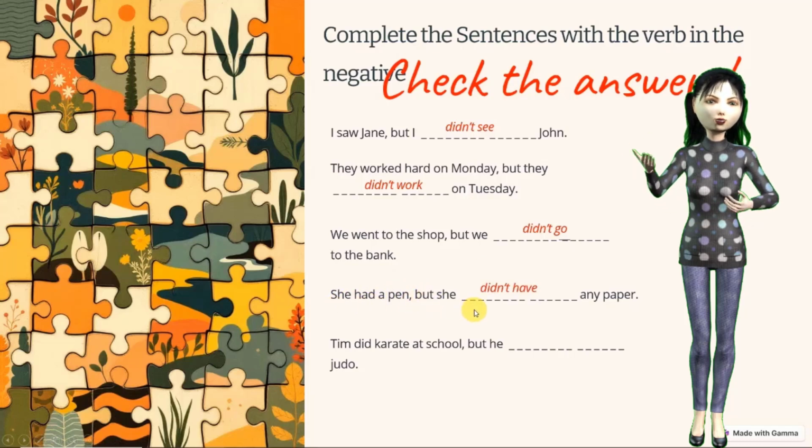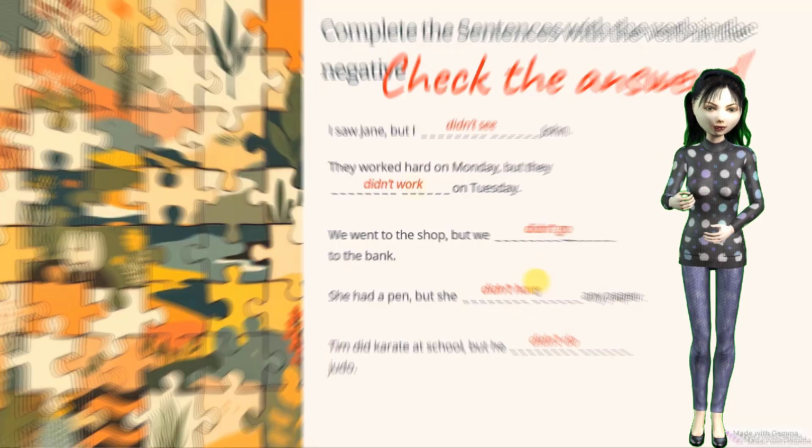She had a pen, but she didn't have any paper. Tim did karate at school, but he didn't do judo, right? Okay, karate and judo, I think you know what it is. If you don't know, it's a form of martial arts. Right. Guys, once again, if you didn't have them all correct, please go back and watch the video once again and try once again until you can get it correctly.